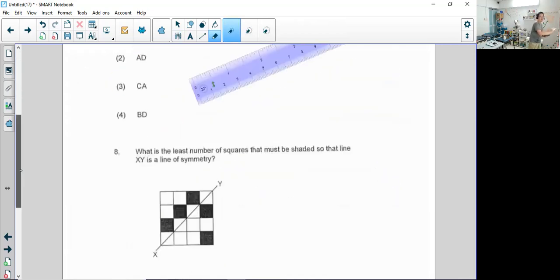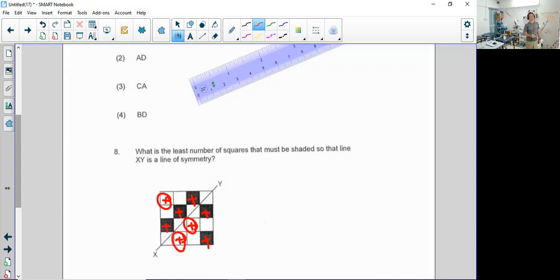What is the least number of squares that must be shaded so that the line XY is a line of symmetry? Okay, so let's look at the line of symmetry. You can see there's 1 square opposite each other, and over here there's 1 square. Then over here must be another 1 more square. So you must color 1 square, right? And there's a square over here on the other side. You need to color another square. So there are 2 squares that you must color, and then over here there's 1 square. Opposite side there's no square, so you must color that one as well. So there are altogether 3 squares that you must color.